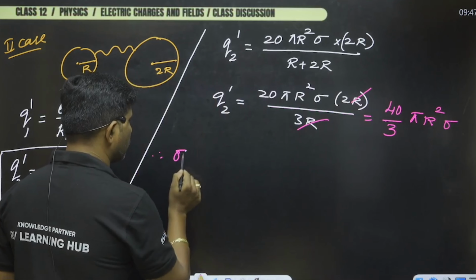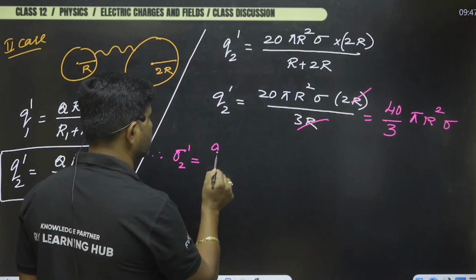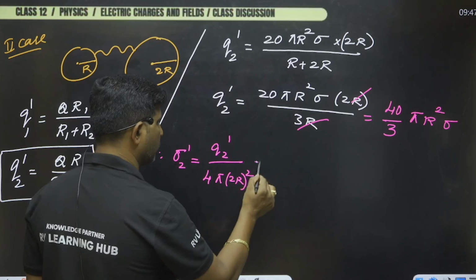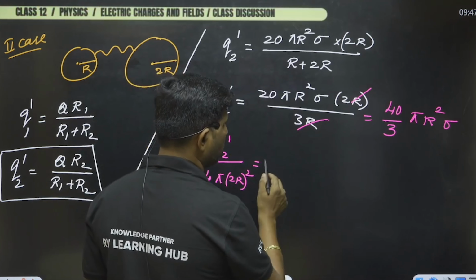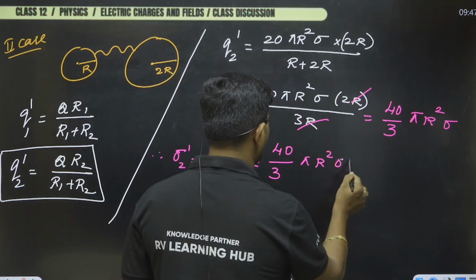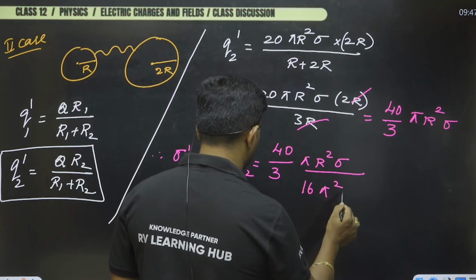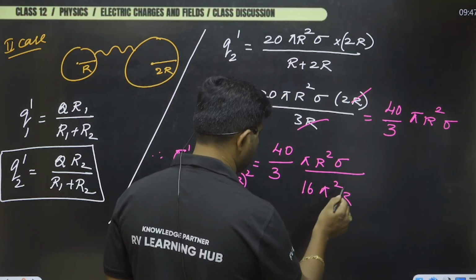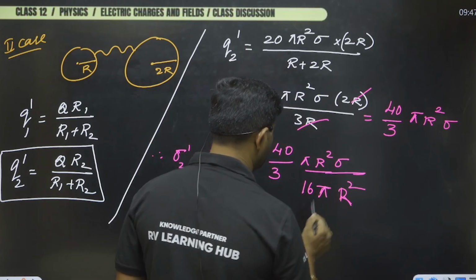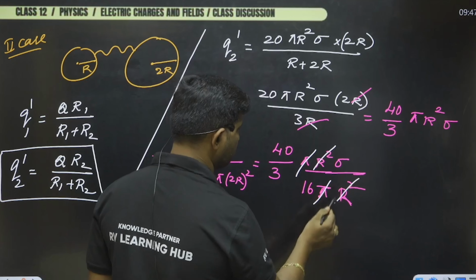Therefore, what is the new surface charge density of the bigger sphere? Sigma 2 dash is equal to Q2 dash divided by 4 pi into 2r whole square. So just substitute my value of Q2 dash here, 40 by 3 into pi into r square into sigma, divided by 16 pi r square. Just do the calculation, and pi r square also gets cancelled.